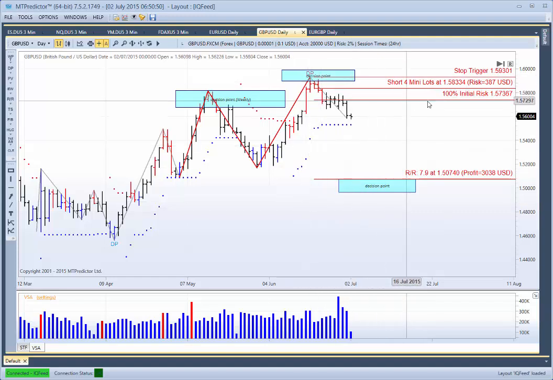If you were worried about this, because we're past the 100% initial risk level here, you could bring your stop to break even and therefore protect your trade. So that's a nice example on a Forex chart on a slightly longer time frame, a daily and a weekly.